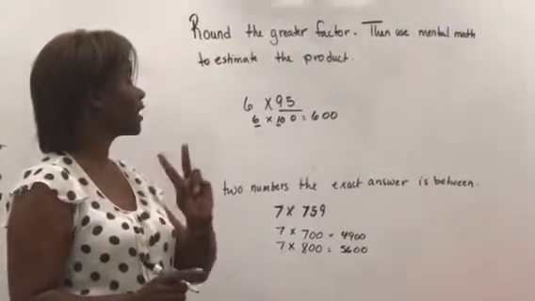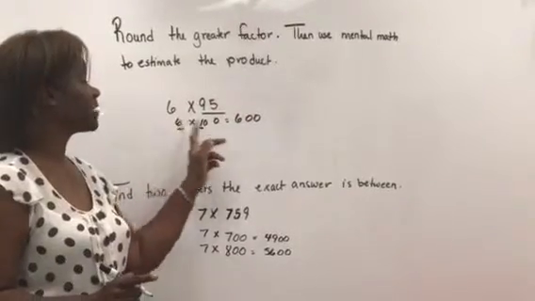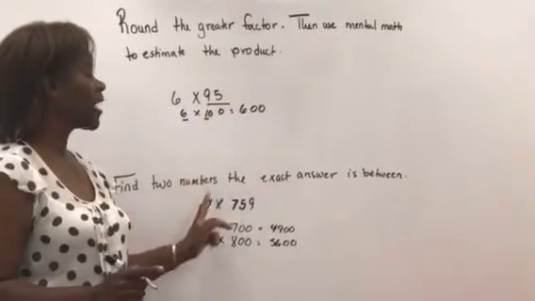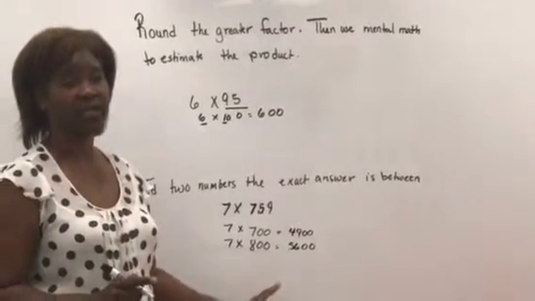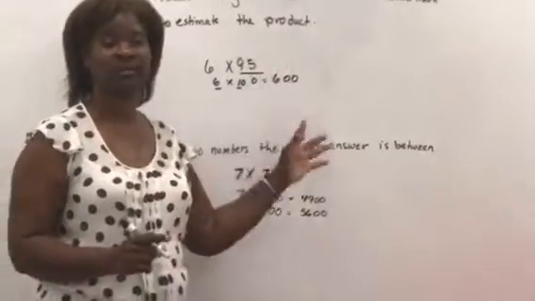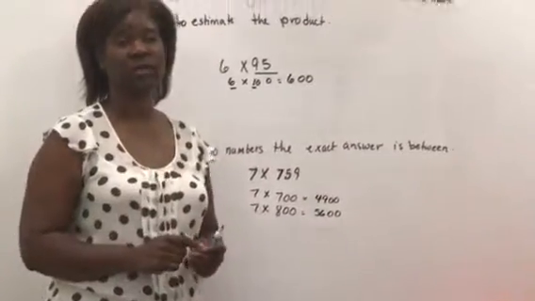Remember, there are two things that we will do. We will round using mental math to estimate the final product, and we will round to find the two estimated numbers that your actual answer is between. Please make sure you study this and look at it well, for tomorrow we will use it in class.